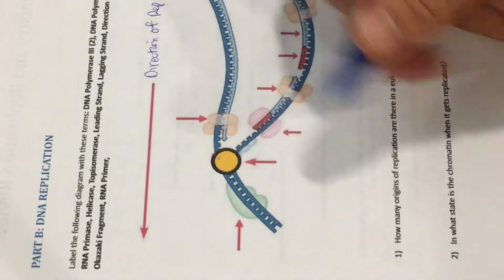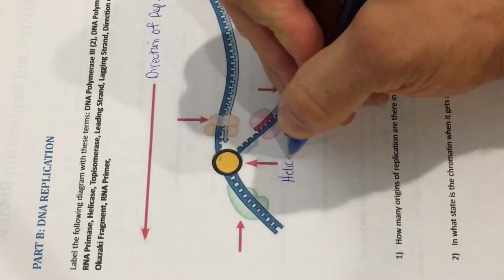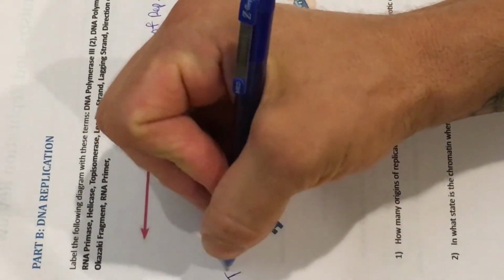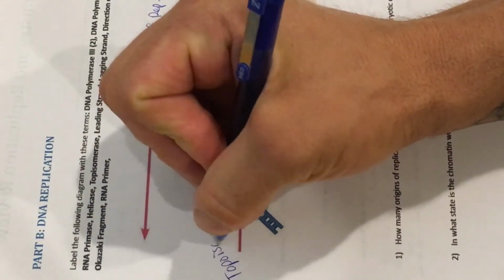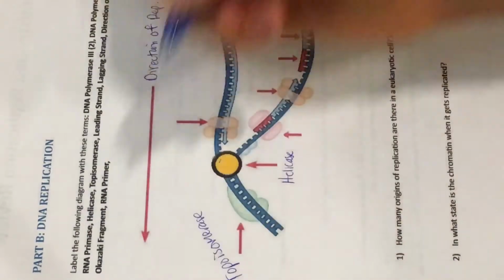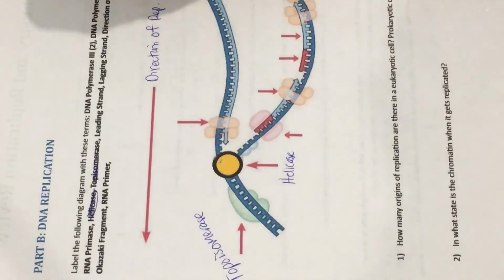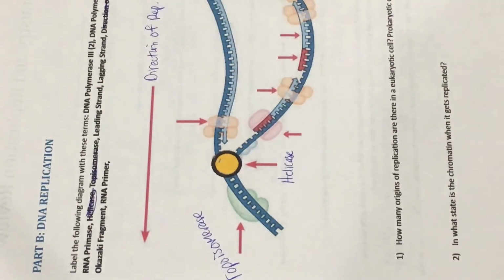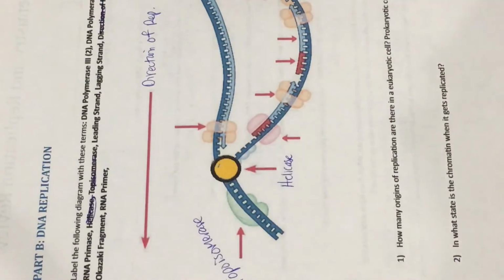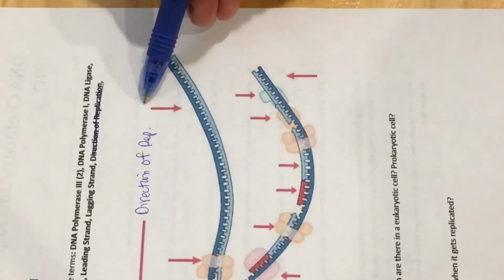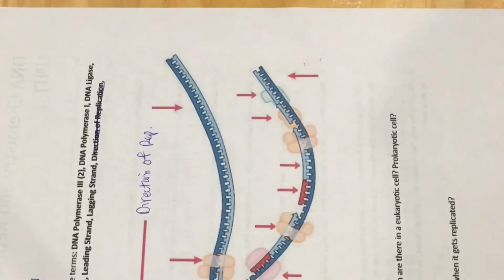The enzyme that's unwinding it, we know that's helicase. And the enzyme that's moving ahead of the replication fork is topoisomerase. So we can cross those off. I cross off topo, cross off helicase, cross off direction of replication. These two big arrows, this one and this one, are just pointing at the two strands.